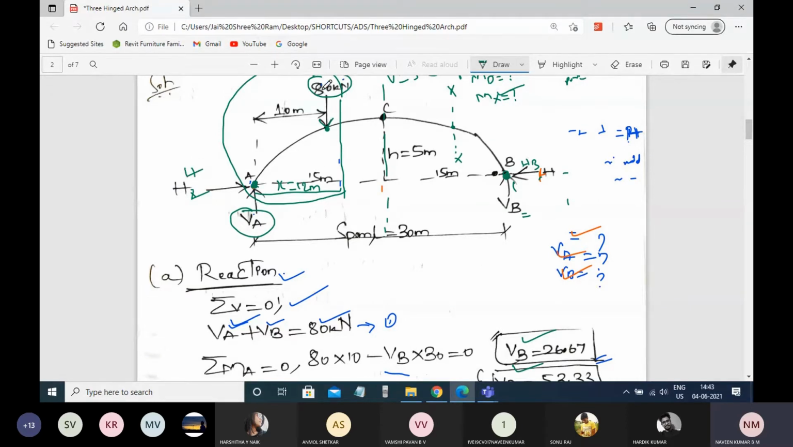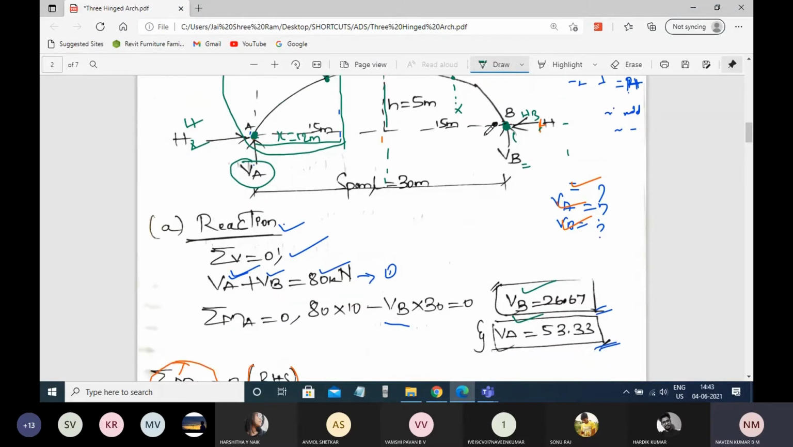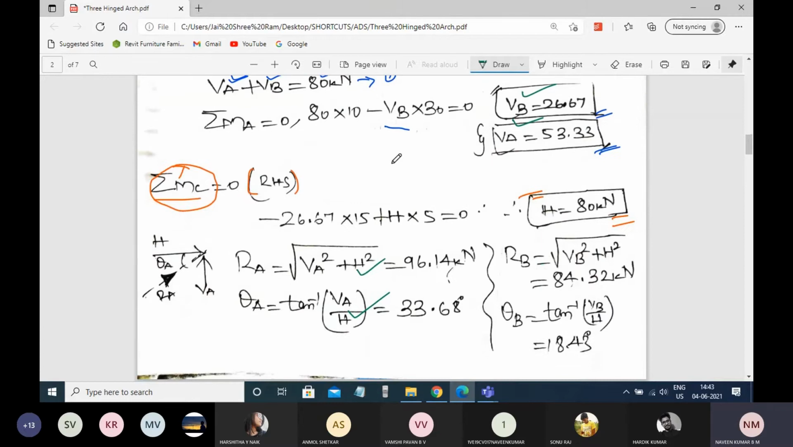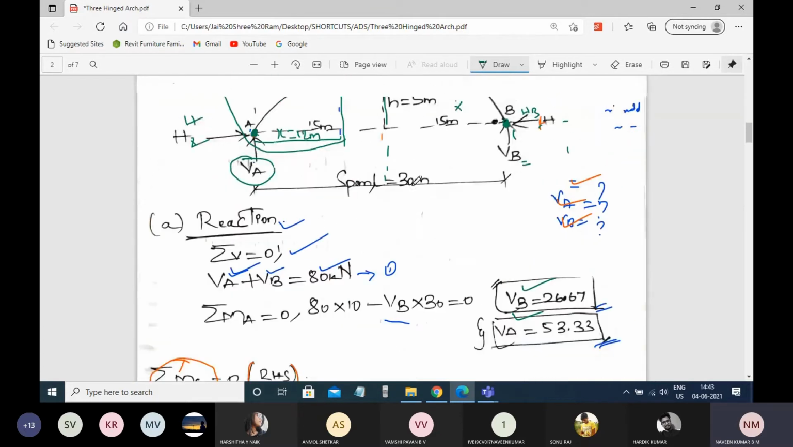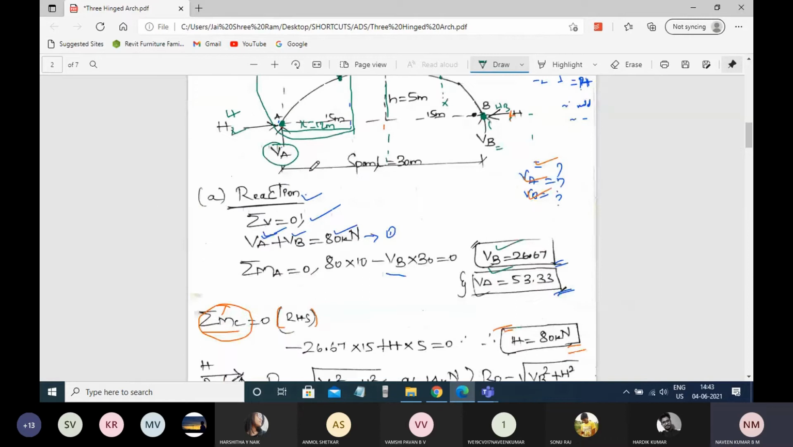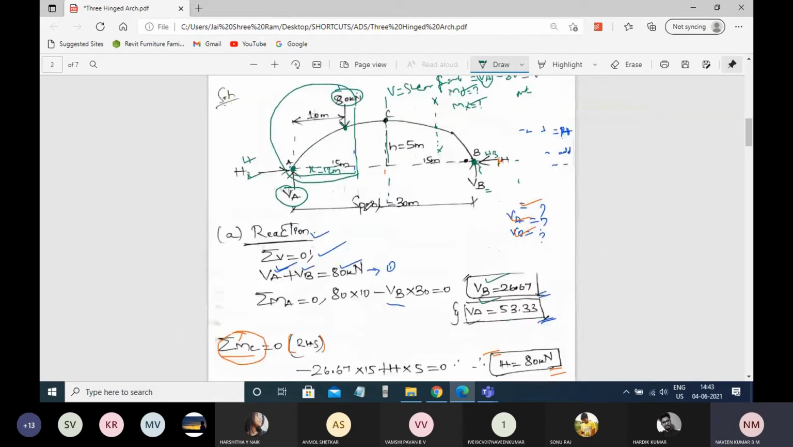Here I do not consider this side; I consider this particular side because there is no load. In order to make it easy, I consider this side. So let me calculate. The H value equals 80. So we got this 80. Only half of the portion we need to consider, up to here.